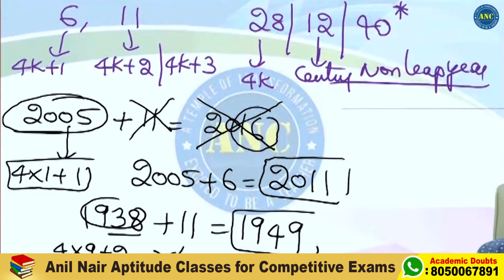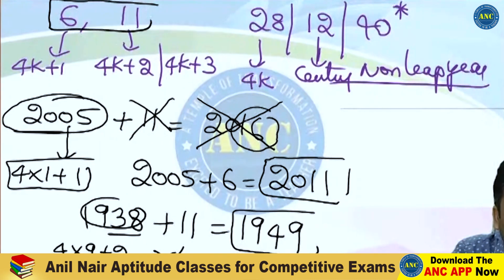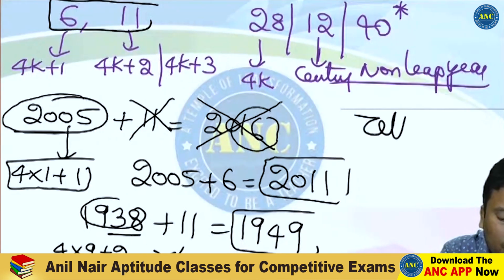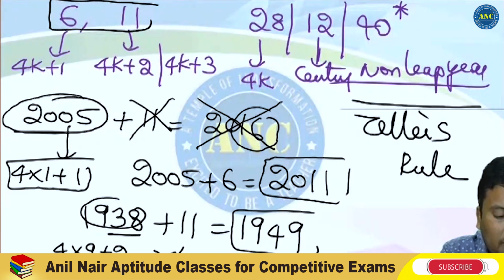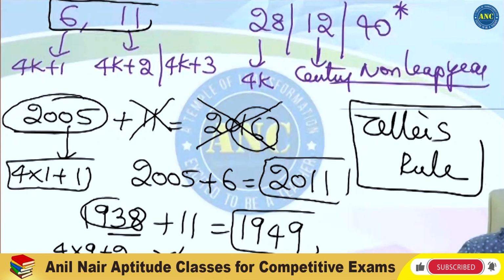So there is no reason why you should remember it. If 11 is not working, 6 will work. The calendar repetition. These concepts are beautifully given by a famous mathematician. His name is Zeller. This is Zeller's rule. Right? This is Zeller's rule.